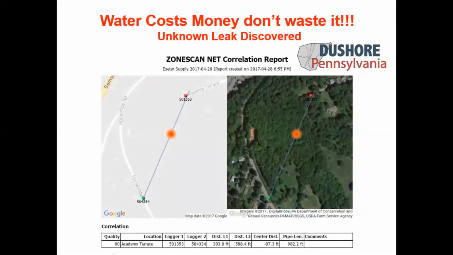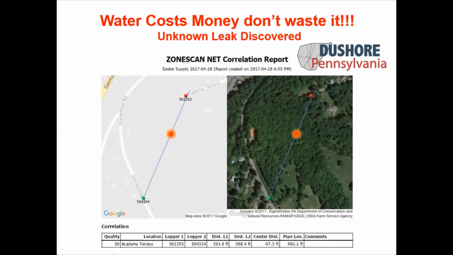Here's just a case study done up north in Dew Shore in Tioga County, I believe. This was just a demo done during the day. Zero reason to think there was a leak in the system. It was just a demonstration to show how the tools work. And these loggers ended up picking up the leak. And surely enough, as you can see, the giant red blister spot in the middle of the screen is our leak spot, which is right in the middle of the woods.